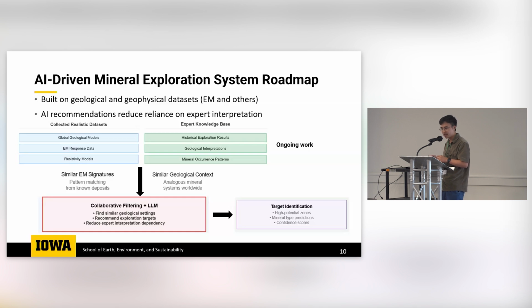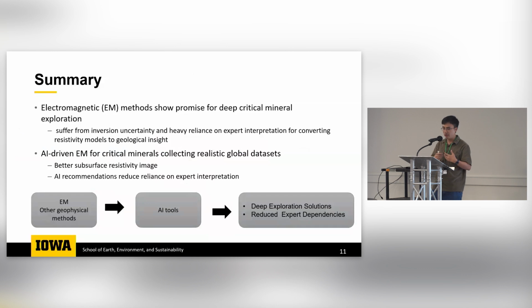So, in short, in our work we're trying to first collect more and more realistic geophysical, especially EM, data sets with geological models. And we're trying to use this to help us get better subsurface geophysical images. We also hope to use these AI models to reduce expert dependence. For future work, we want to get more high quality data, like from the Earth MRI data sets, as mentioned in the previous talk.